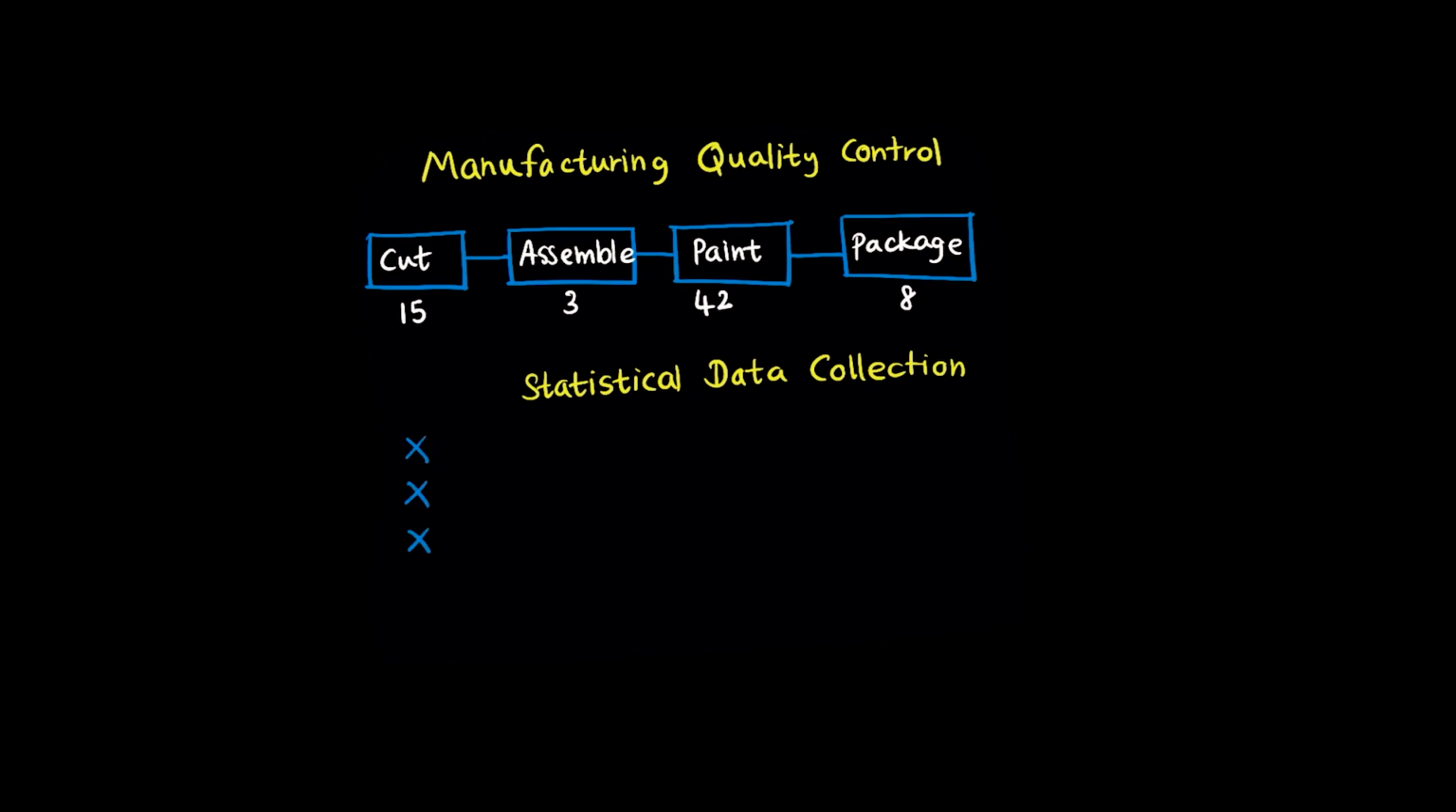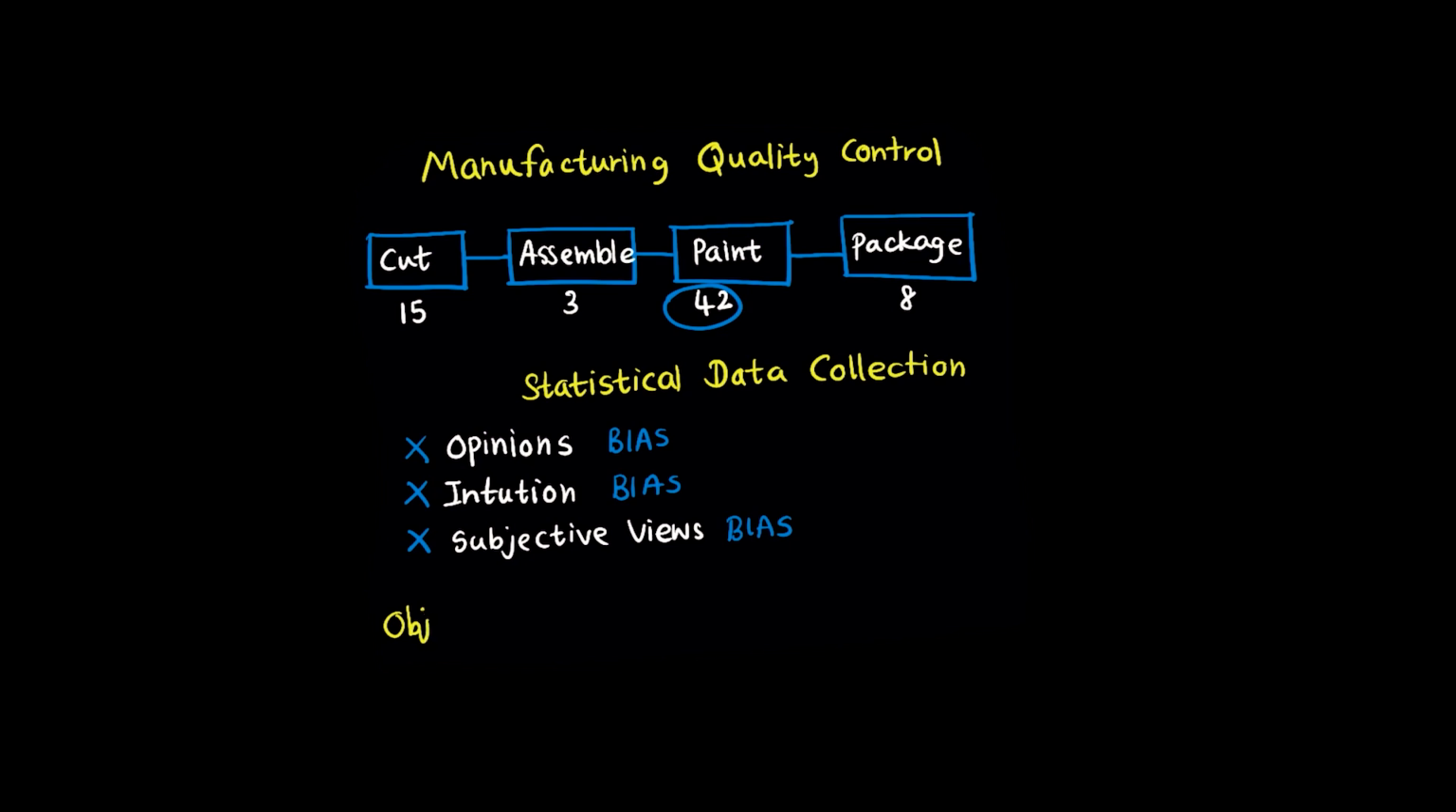Employee opinions might be biased. Maybe they blame other departments. Management intuition could be wrong. They might guess based on incomplete information. Subjective assessments introduce personal bias that clouds the truth. But statistical collection, it's pure objectivity.